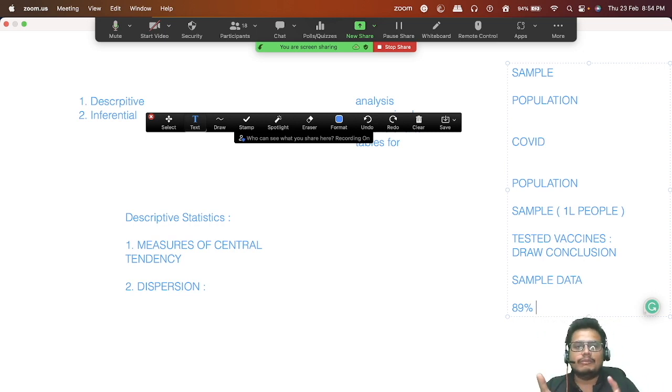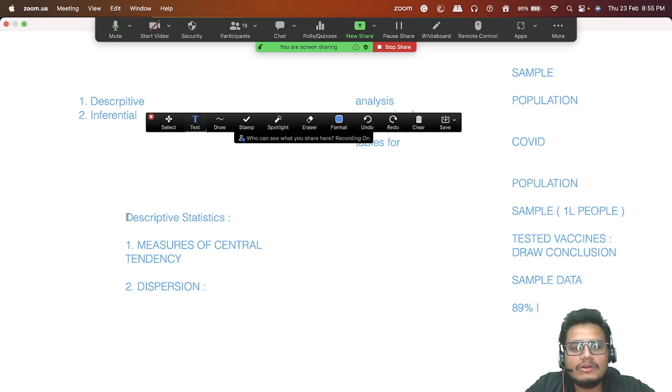हमने उस पॉपुलेशन में से एक सैंपल लिया, सपोज वो सैंपल मेरा 1 लाख का है, मैंने उन 1 लाख पर्सन्स को वो वैक्सीन दिया और उस वैक्सीन का जो उन पे इम्पैक्ट आया, उसके बेसिस पे आई मेक इन्फरेंसेस फॉर द होल पॉपुलेशन ऑफ माई कंट्री, राइट? So this is inferential stats.